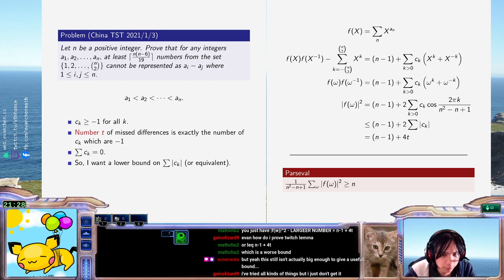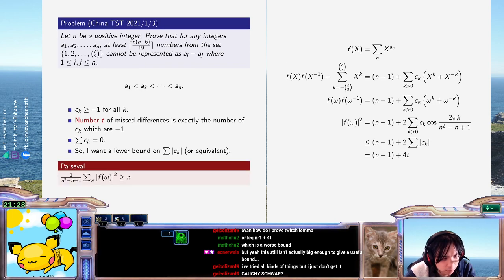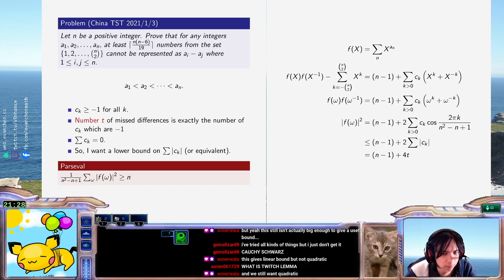How do I prove the Twitch lemma? You should look at a maximal cycle that is not Hamiltonian.